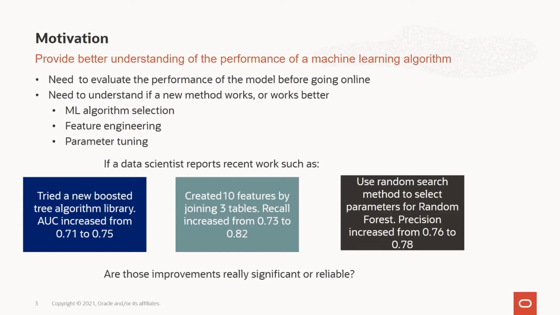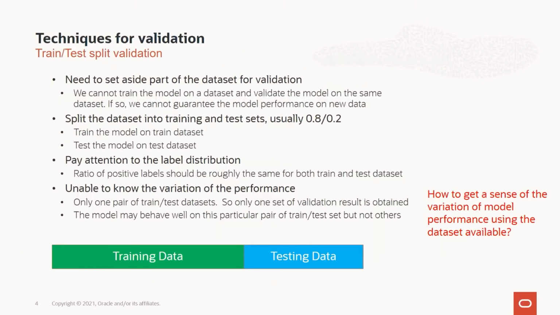Maybe this time he sees the improvements. Maybe next time when new data comes in, this improvement may not be that significant. So we need to have some way to validate the methodology. The first principle, of course, is that you build the model on the current existing data set, but you can't just use the data set you used for training to validate the model.